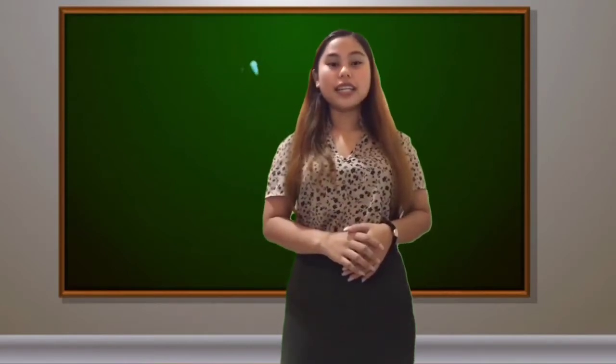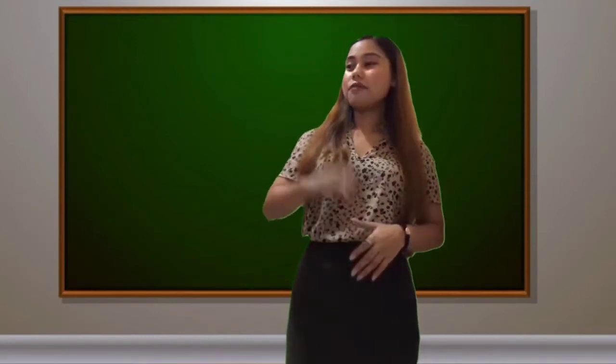Now class, last meeting, we learned about the voices of the verbs. This time, we are going to have an activity game. All you have to do is to identify the voice of the verbs in each sentence, whether it is in an active or passive voice. As I flash the sentence, the first representative of your group will write the answer on your respective chalkboard. Is it clear, class?